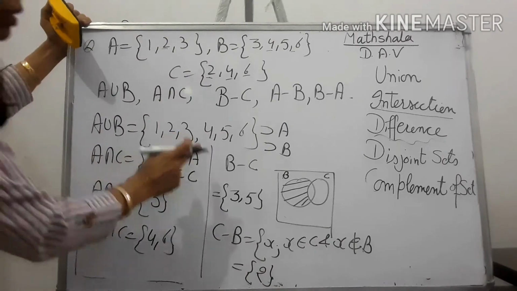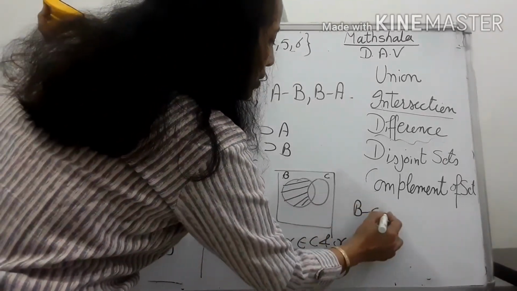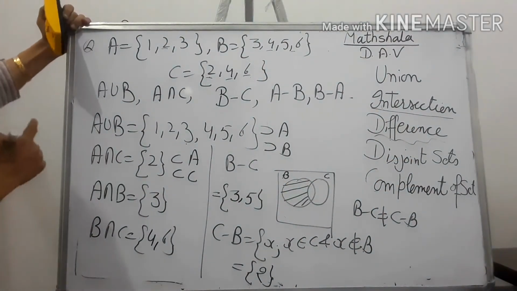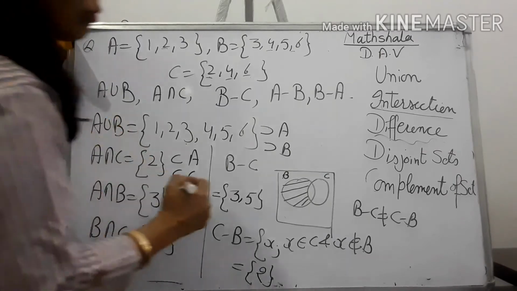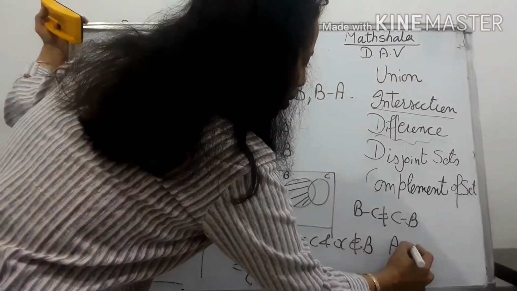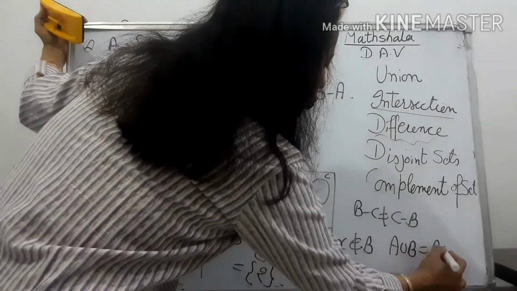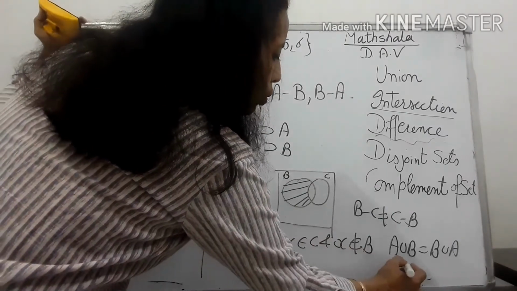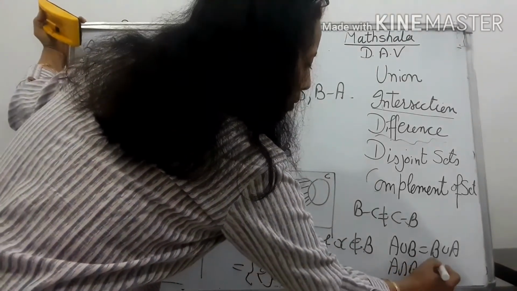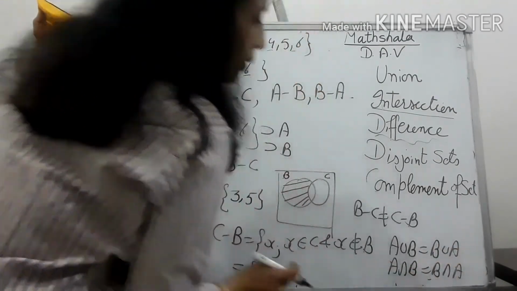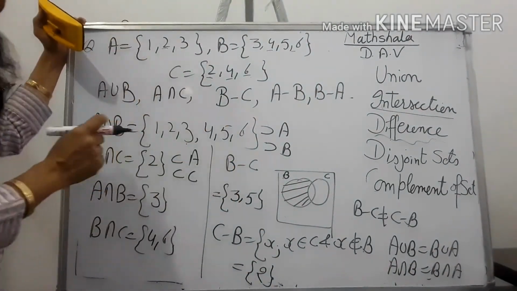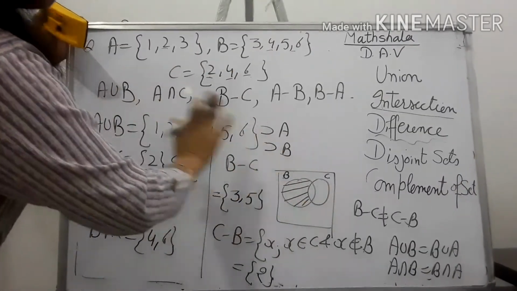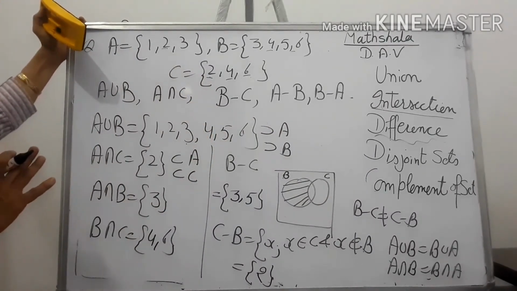So you can see from this example that B minus C is not the same as C minus B. Whereas you can verify from here that A union B is the same as B union A. Union is commutative. Intersection is also commutative: A intersection B is the same as B intersection A. But the difference of two sets is not commutative. We will discuss its properties in detail later. For now, for the sake of time, we can verify this property with the help of this example.